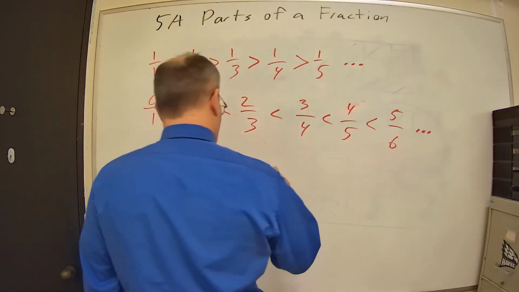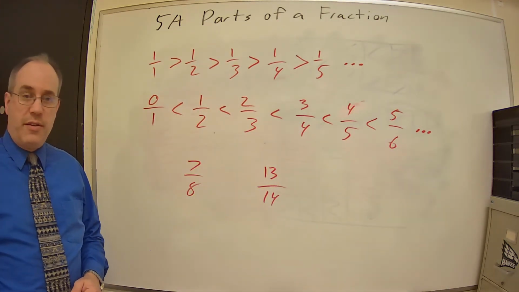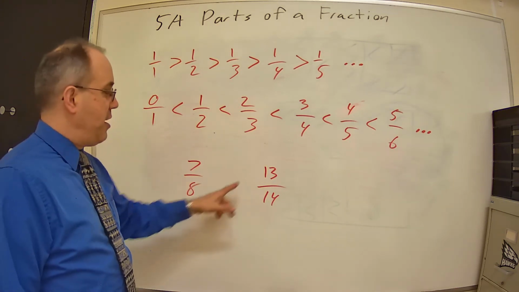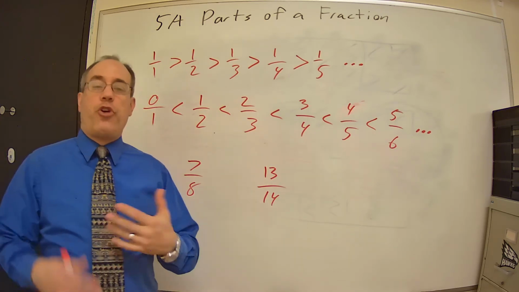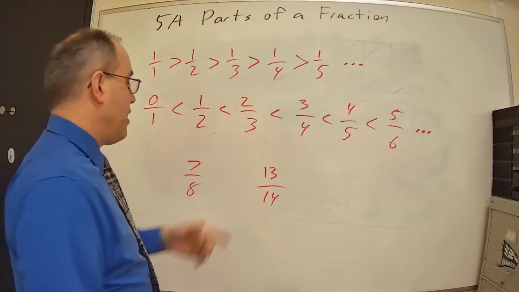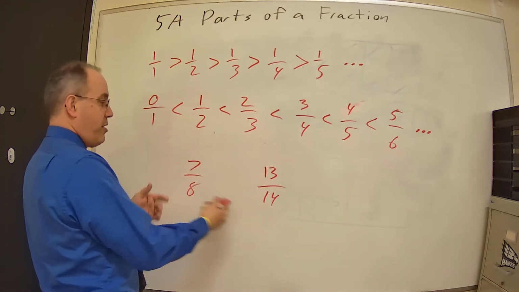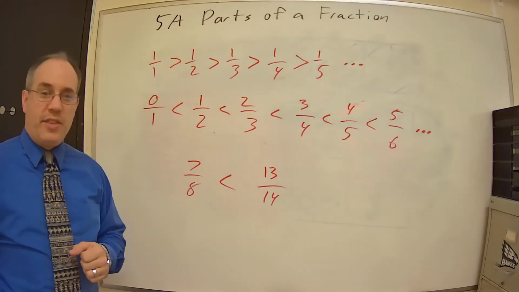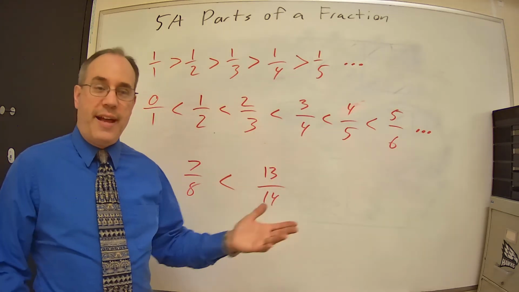7/8 or 13/14? Well, this is 1 shy of that, so I'm only missing 1 piece. Since 14 is bigger than 8, my pieces are smaller. Therefore, that one missing piece is going to be less than the one missing piece here. Therefore, the 13 that I have is going to be greater than the 7 that I have there. So that's yet another way we can do that comparison.